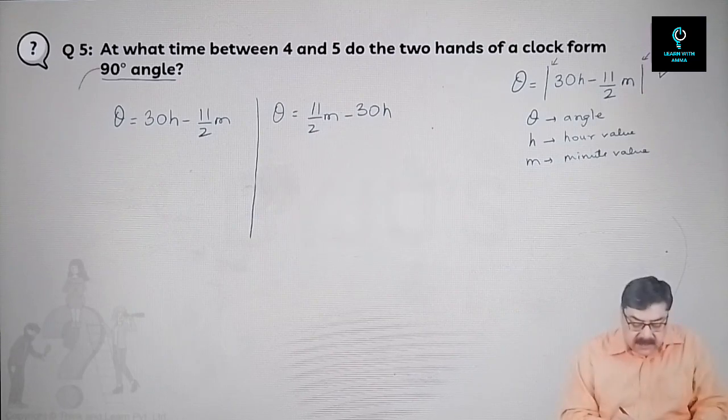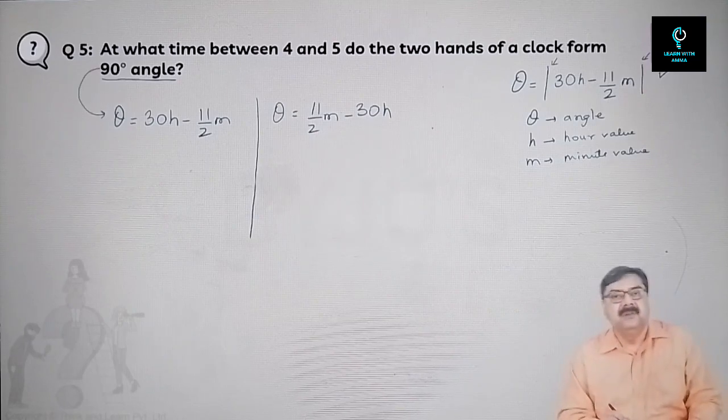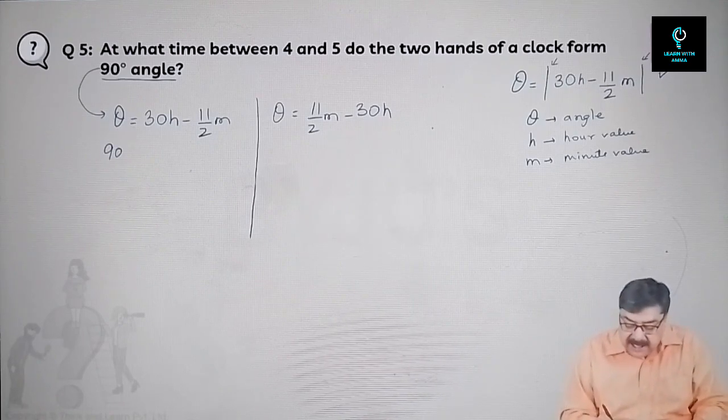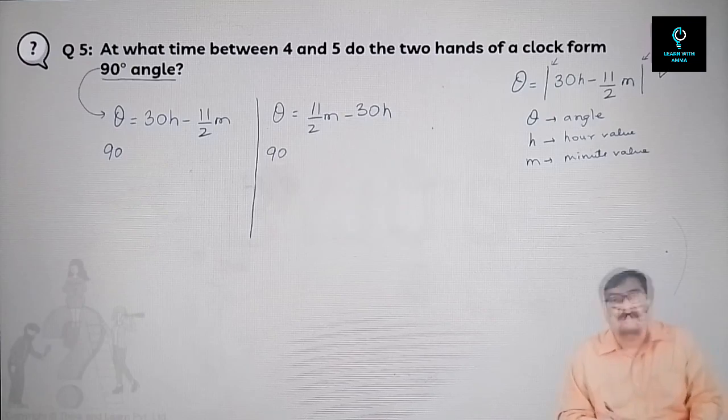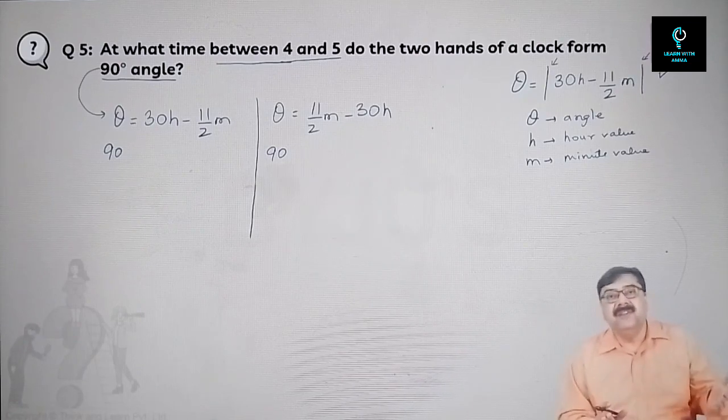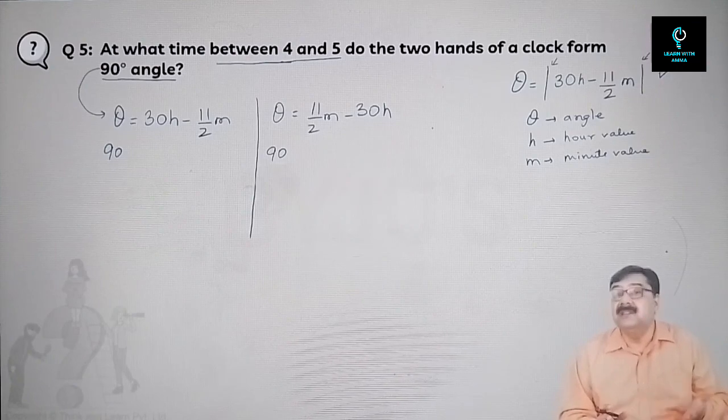Well, theta is already given to you, isn't it? That is the angle between the two hands, which is 90 degrees. So I will just substitute 90 here in place of theta. Now our value is known. Between 4 and 5, timing would be 4 hours and something minutes: 4 hours 15 minutes, 4 hours 20 minutes, 4 hours 30 minutes.